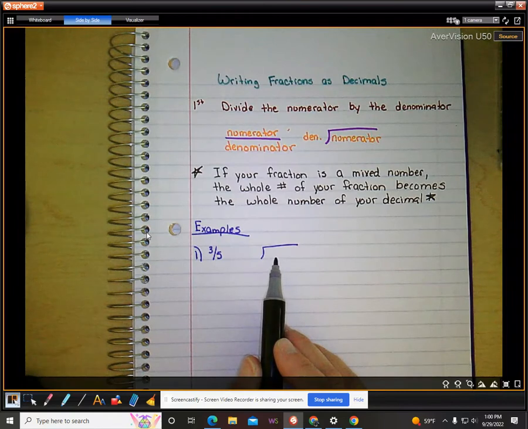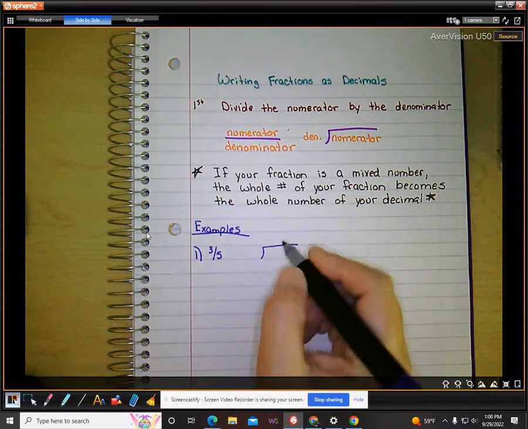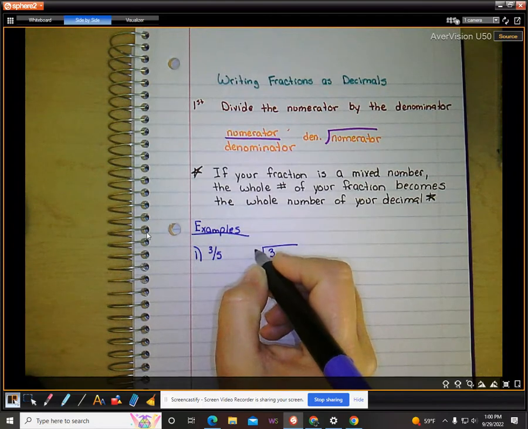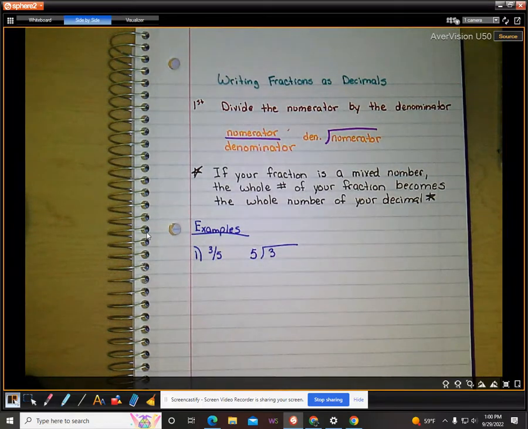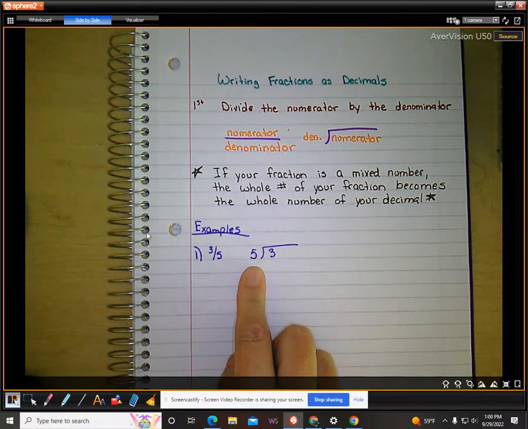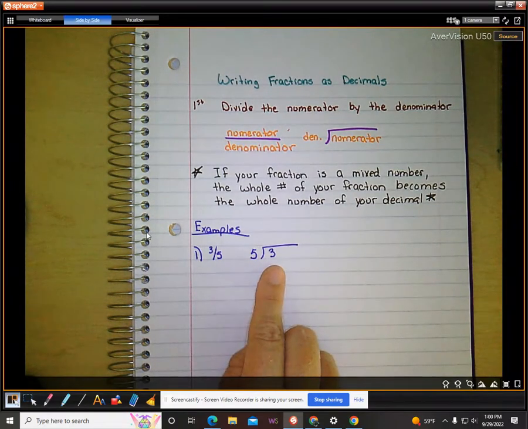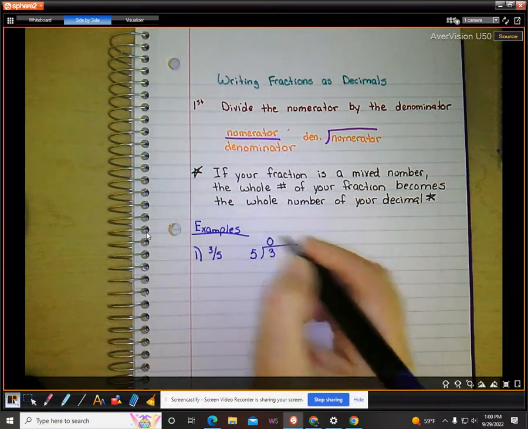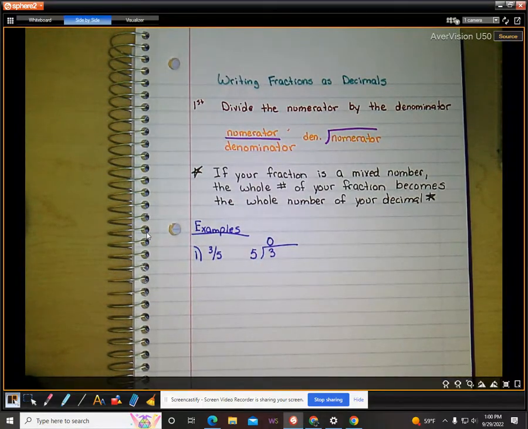If our numerator is going on the inside, which number is going on the inside of this division? Alicia? The 3, absolutely. And then your denominator becomes your divisor. Now, if it is just a fraction and not a mixed number, a fraction means it is smaller than 1. So therefore, your divisor will never go into your dividend. So that's going to be a 0. Then, what do we do so that we can finish this division problem? Kaylee?